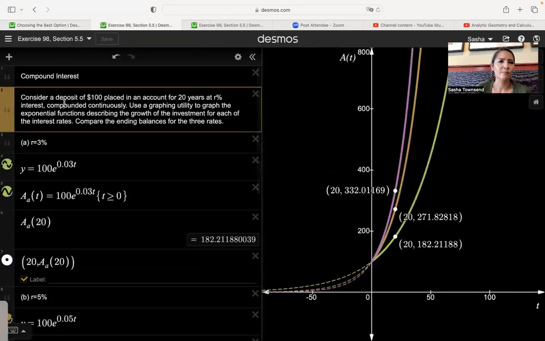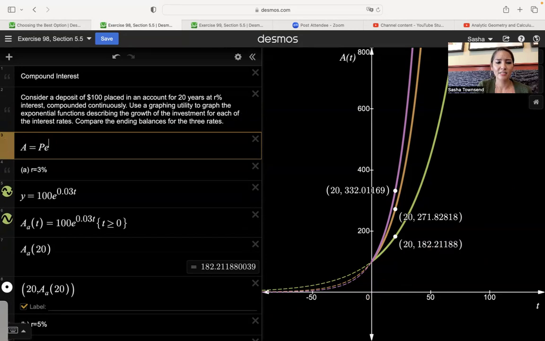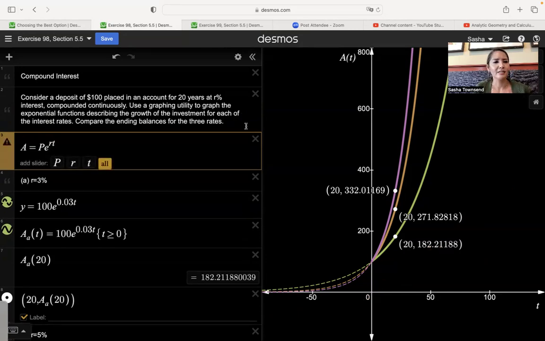Now, exercise 98 is also about compound interest, but it's a much smaller deposit. You're depositing $100 in an account for 20 years at R% interest compounded continuously. So here we're using that formula A, that's the account balance, equals P, that's our principal or initial investment, times e raised to the rt. So we're using that formula again, but P is only 100, t is equal to 20, and then we have R% interest, and R varies from part A to part B to part C.